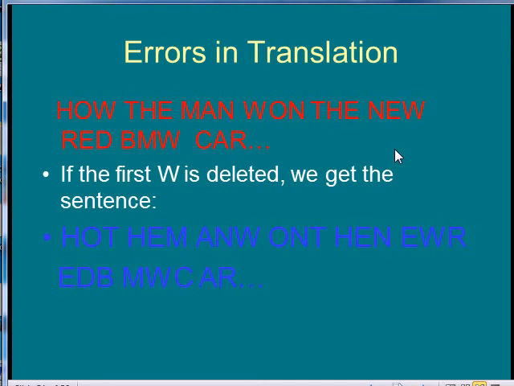Let me give you an idea of how this works. Suppose I had the sentence, how the man won the new red BMW car. If we drop the W and then try to pronounce the message that we're going to get, remember the letters shifted over, we get hot him all ont hen ir ebd mimber r. You can see the problem there.